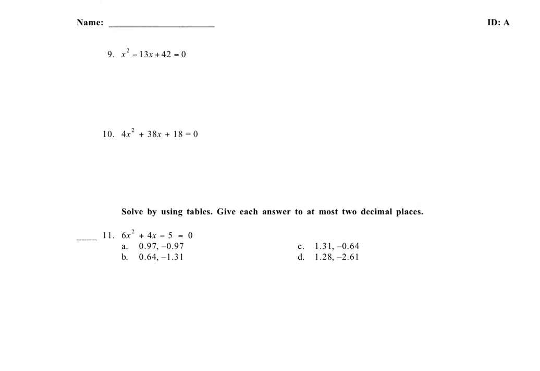Okay, 9's another product and sum one. It's already set equal to 0. 10 is a slide and divide factoring one. So you probably have to slide and divide on that one, or do the quadratic formula if you want to.